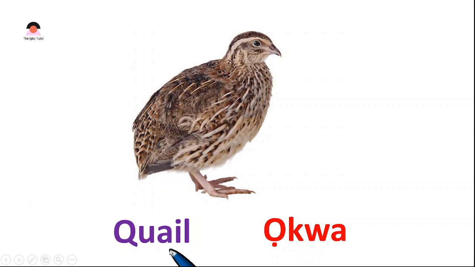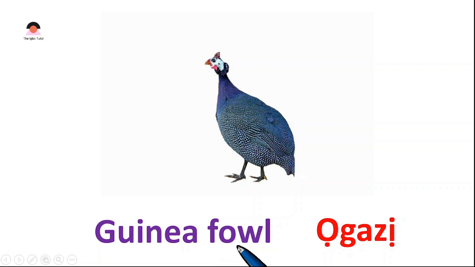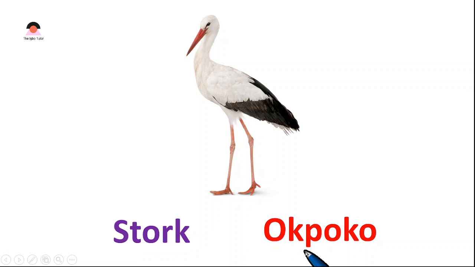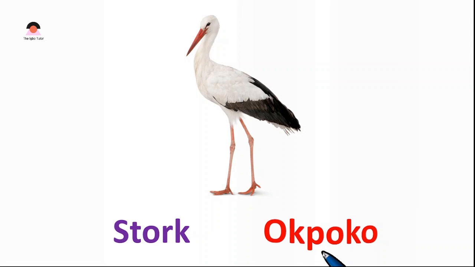Another one is guinea fowl. Beautiful one. We call it ogazi in Igbo language. What other bird are we looking at now? Stork. We call it okpoko in Igbo language. That is stork. We move on from here.